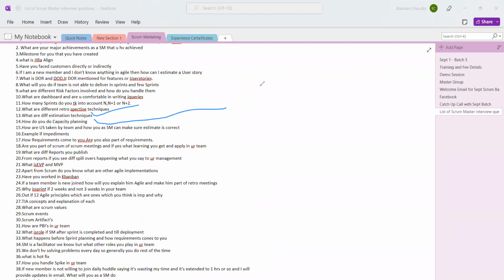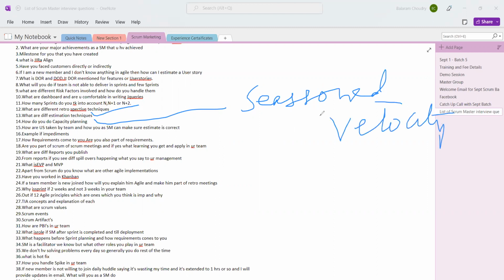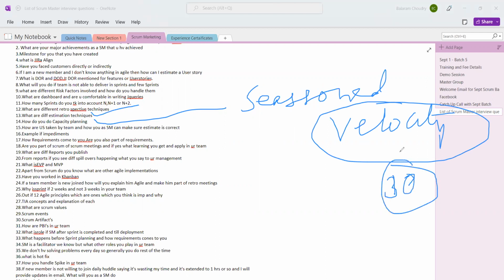This question is very important, and the way you address it decides whether you are actually a Scrum Master or not. There is a seasoned team. Seasoned team means the team is existing, where you see the velocity. What will you do? You have the past data for this team. Therefore, you will go with the velocity approach. If my team has, let's say, 30 story points, it means regardless of the reason, my team is going to deliver 30 story points.